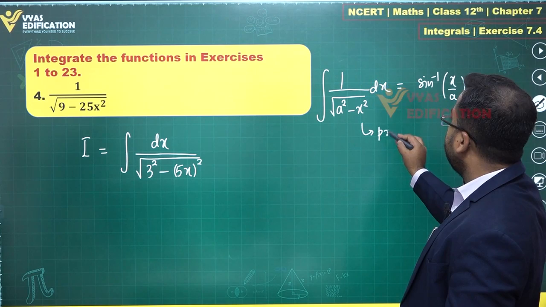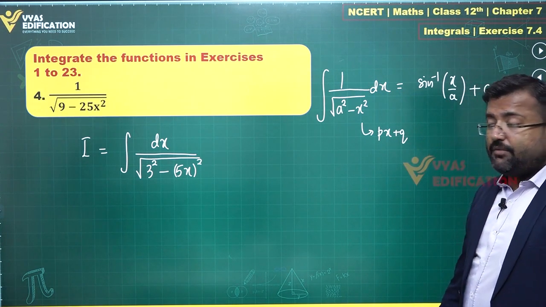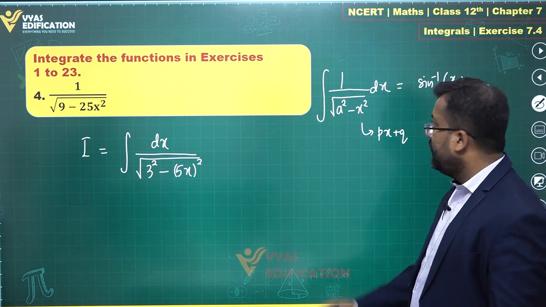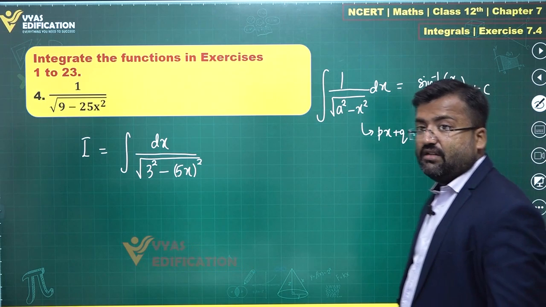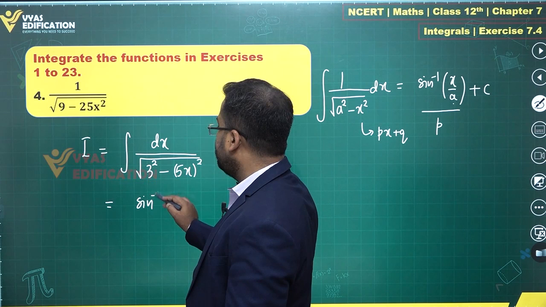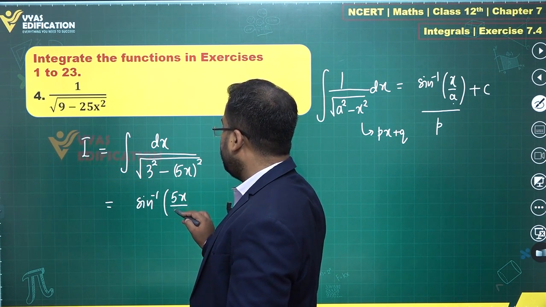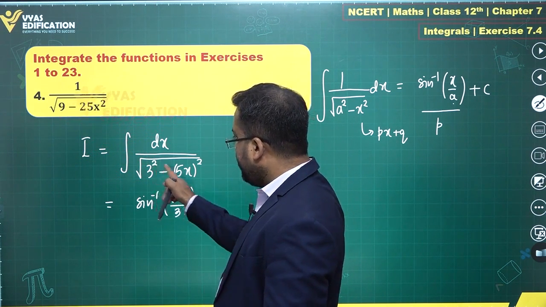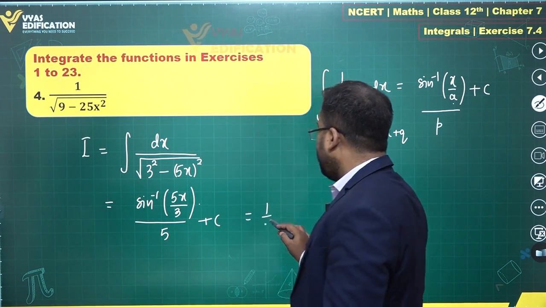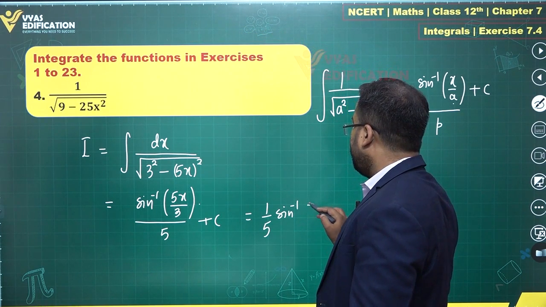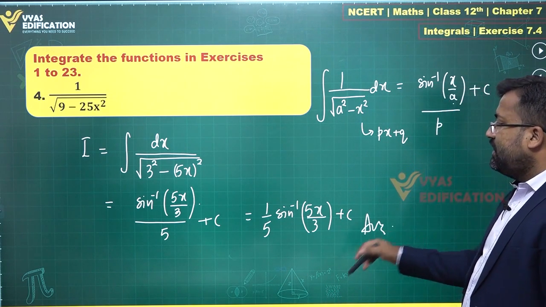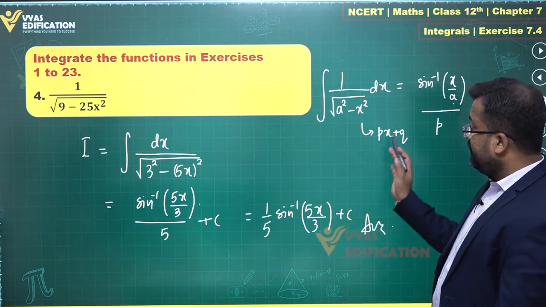Instead of x, if you have px plus q, that is a linear polynomial of x, this will become sine inverse px plus q upon a and divided by another p. We'll have to divide this expression by another p. And that's what will be happening over here. This is sine inverse x upon a, and you'll have to divide by this coefficient of x, which is 5, plus constant. This is actually 1 by 5 sine inverse 5x by 3 plus constant. That is the required answer for this question with the help of this formula.